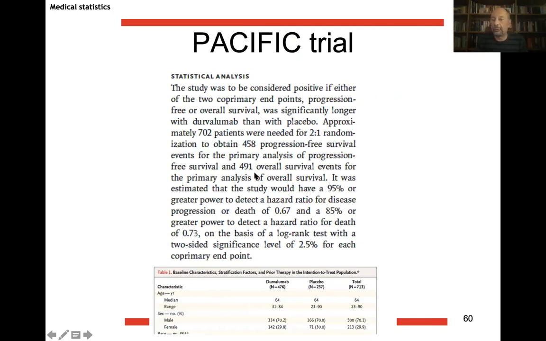Okay, this was only to show you the description of the statistical analysis in the PACIFIC trial. You see, the study was to be considered positive if either of the two co-primary endpoints, progression-free or overall survival, was significantly longer with durvalumab than with placebo. And they decided to enroll 700 patients for 2-to-1 randomization to obtain the 458 progression-free survival events for the primary analysis and 491 overall survival events. It was estimated that the study would have 95% or greater power.